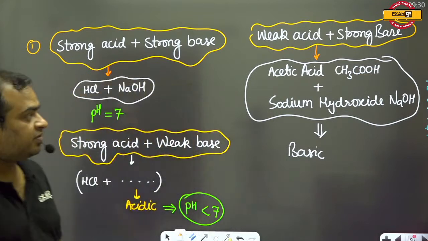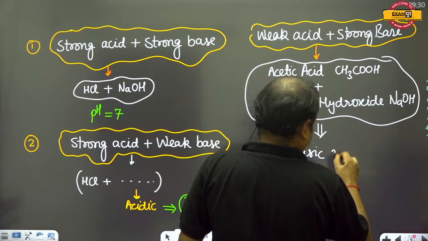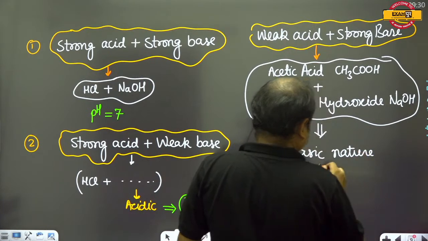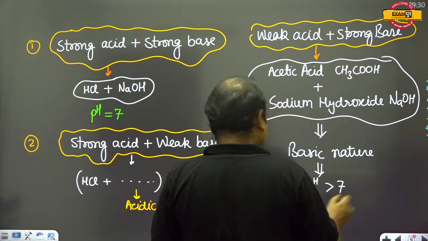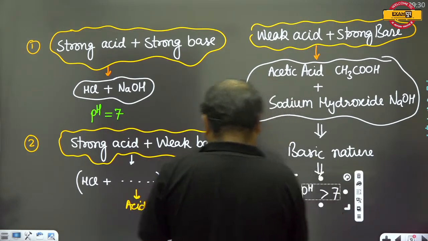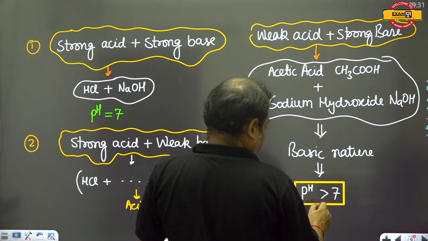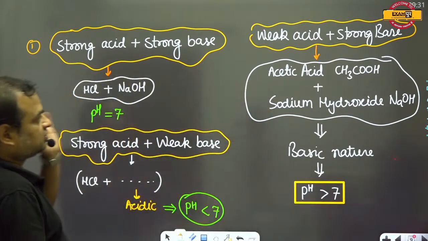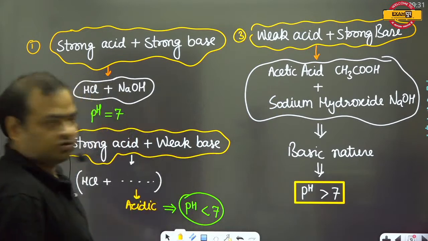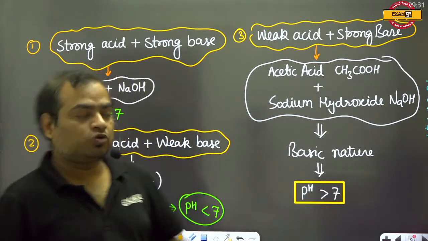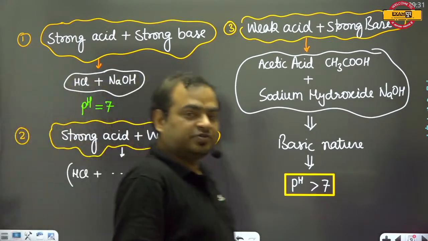If the base is strong, whichever is the stronger will be dominating. So this basic nature will show that the pH value will be greater than 7, and less than 14. Always remember that the value of the pH lies below 14. So this is the final answer, and always remember these things. These are very important things actually. Please note down. You will get some more questions based on this theory.